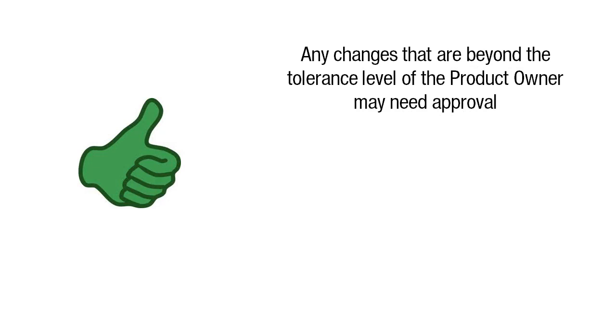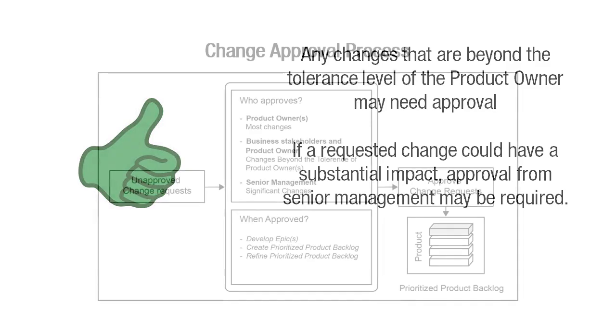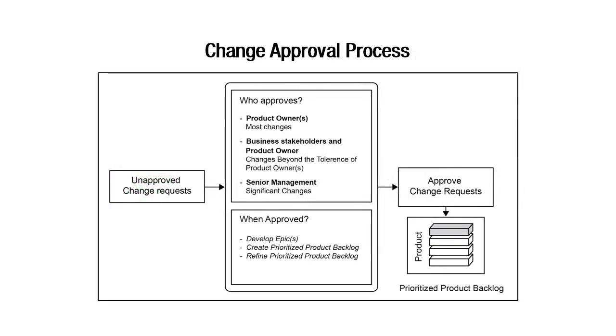In most projects, 90% of change requests could be classified as small changes that should be approved by the product owner. So, the product owner plays a very important role in managing changes in a Scrum project. Changes that are beyond the approval level of a product owner may need approval from relevant business stakeholders working with the product owner. At times, if a requested change could have a substantial impact on the project or organization, approval from senior management, such as the executive sponsor, chief product owner, program product owner, and/or portfolio product owner, may be required.